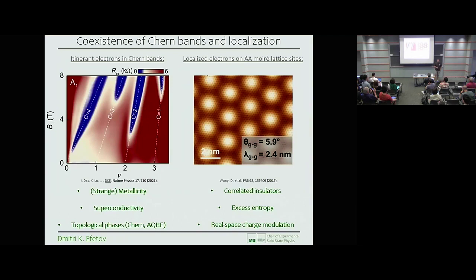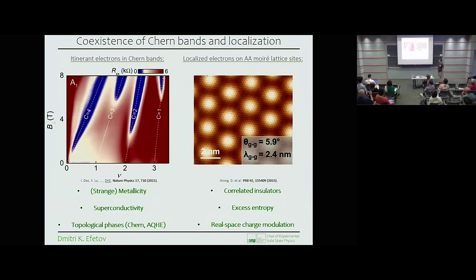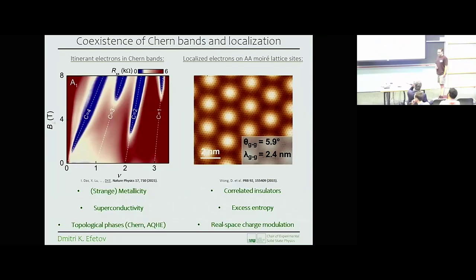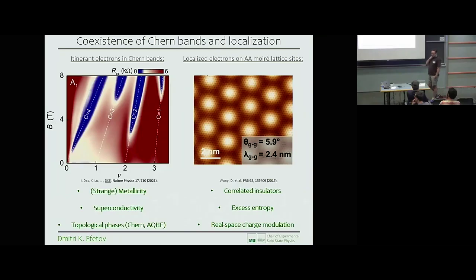in twisted bilayer graphene was that we were observing, through transport and STM predominantly, two types of different experimental observables. So the first observable, of course, had to do with metallic behavior of itinerant electrons that can freely move throughout the entire device. Those were, of course, the metallic states, the superconducting states, and the topological states.